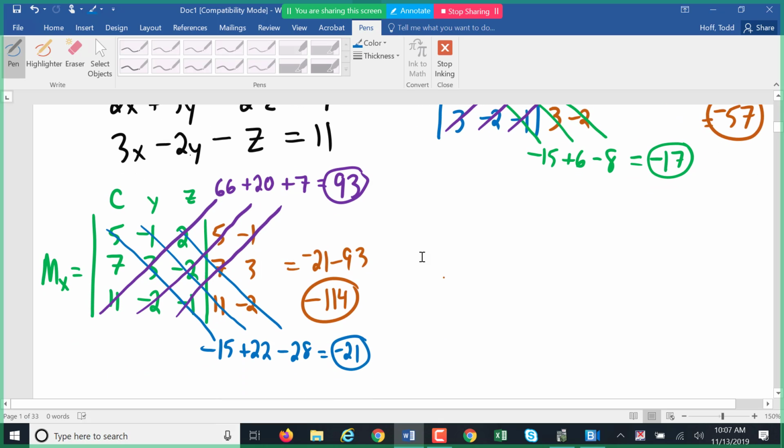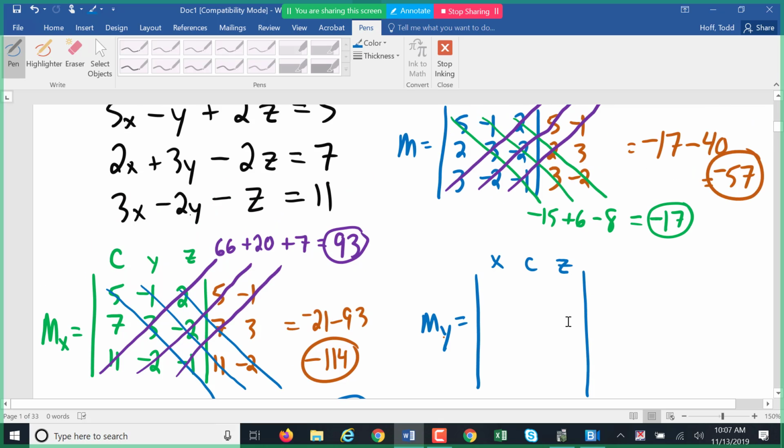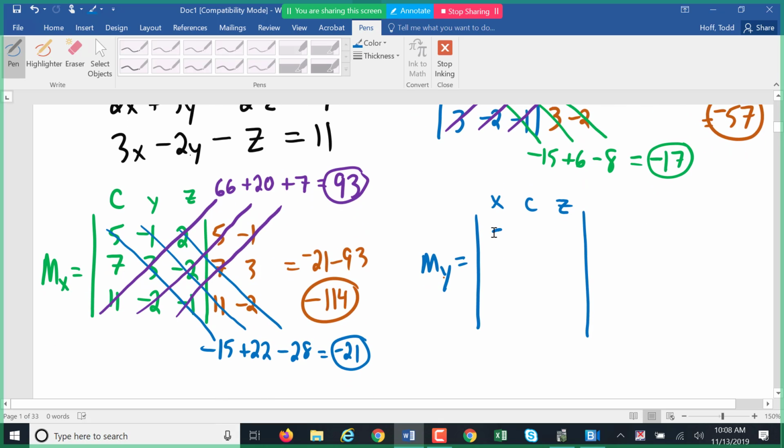So for the Y matrix, it is now the Y column that gets replaced with the constants. So the X column is back, 5, 2, 3. The Y column is replaced with the constants, so 5, 7, 11. And the Z column, the third column, is still the Z coefficients, 2, negative 1. Of course, we rewrite the first column, 5, 2, 3. And the second column, 5, 7, 11. And we do our diagonals to find our determinants.